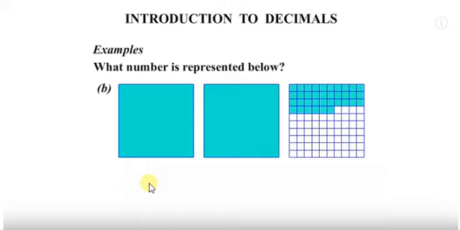Again, think what number is being represented there. Take some time to note down, and if possible, ask a friend beside you to discuss with before you move on to what is next. So I hope you have taken some time to think what these two squares are representing and what the shaded part of this square with 100 strips is representing.